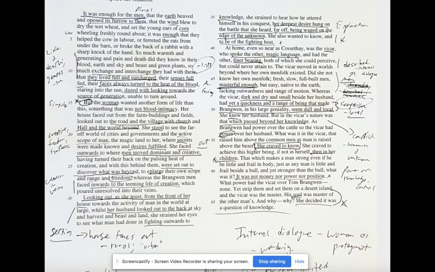"Her deepest desire hung on the battle that she heard in the top of the next column, far off, being waged on the edge of the unknown. She also wanted to know and be of the fighting host, fighting out there towards knowledge." So these men have a kind of knowledge, but the other scope of man is a different kind of knowledge, right? They're pushing the edge of the unknown. So you could just use those little snippets and quotations. You could start to note them, underline just the things that really grab you.